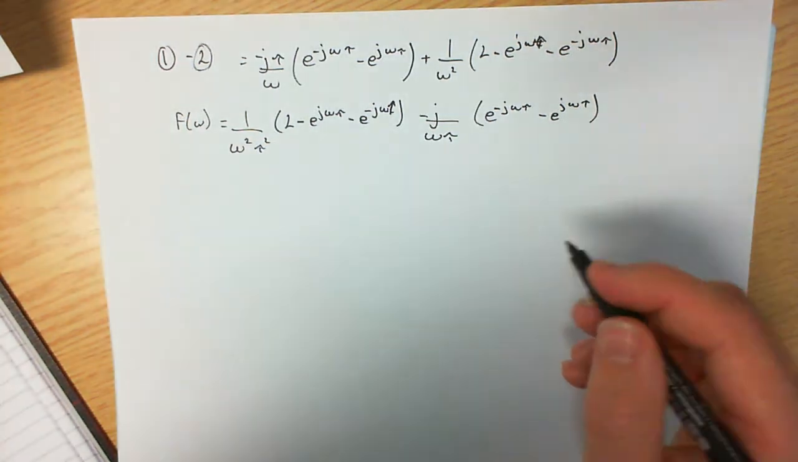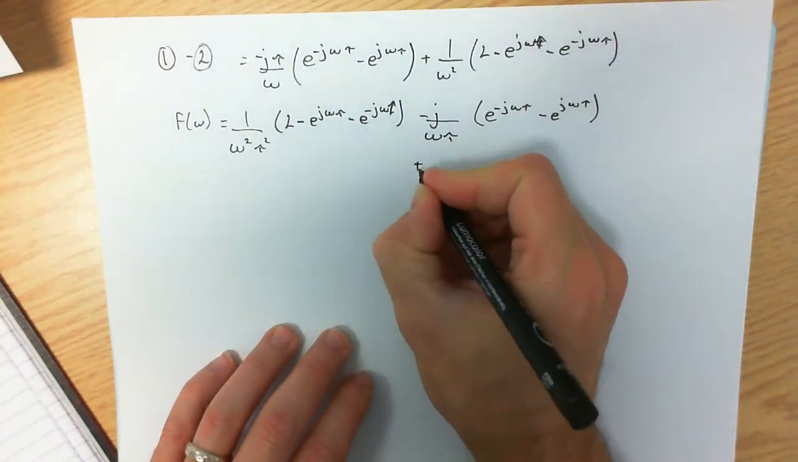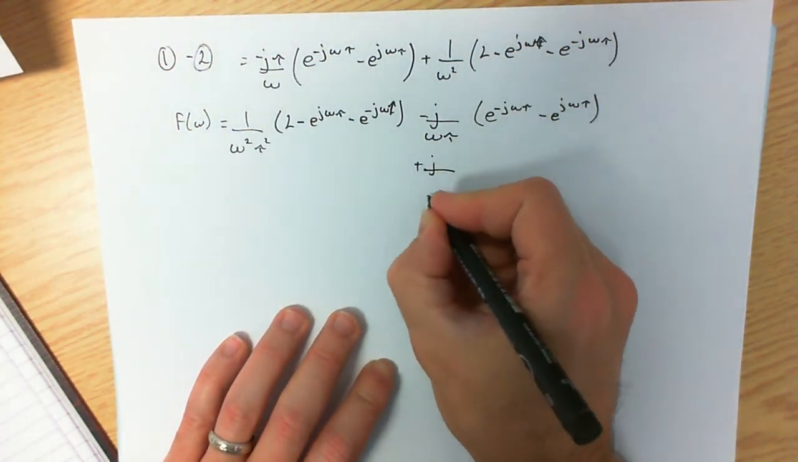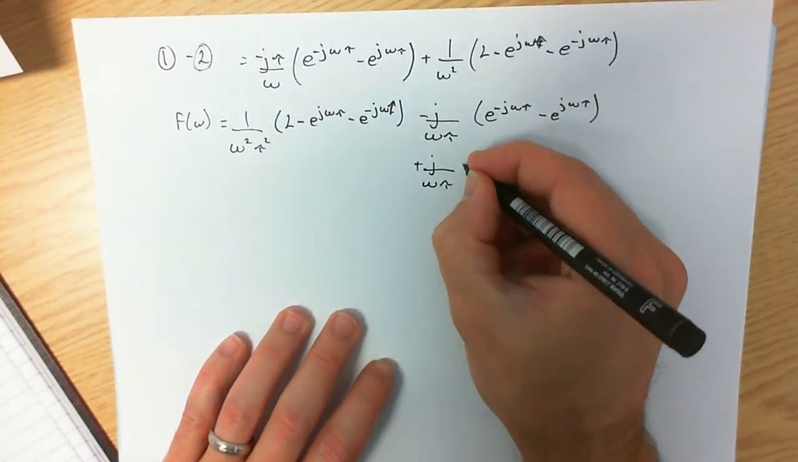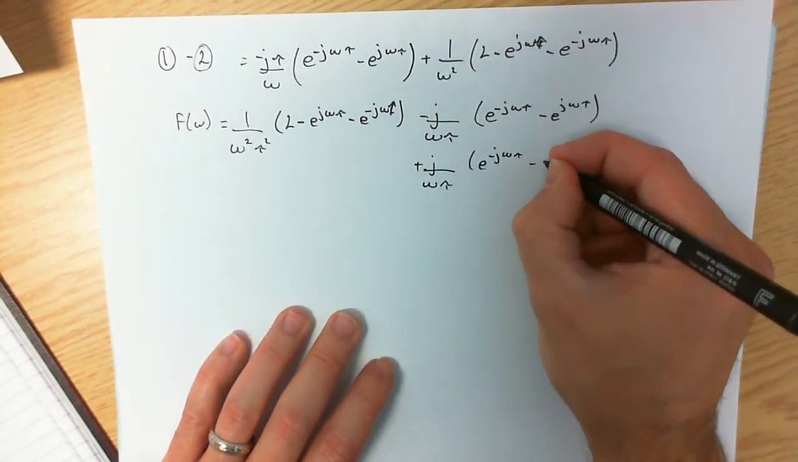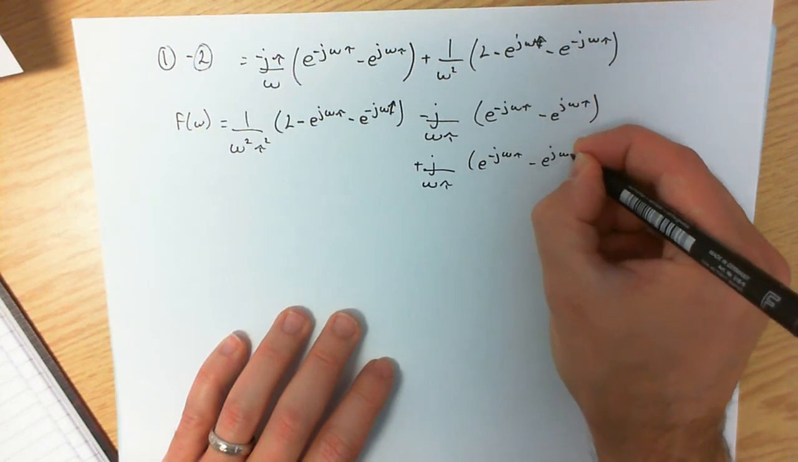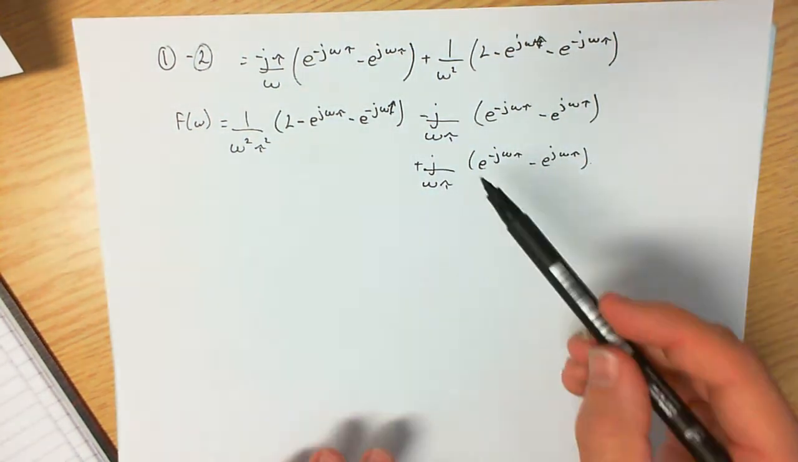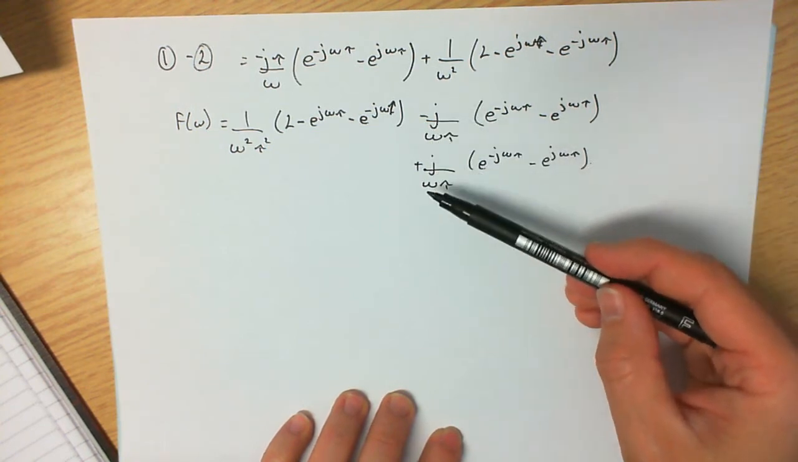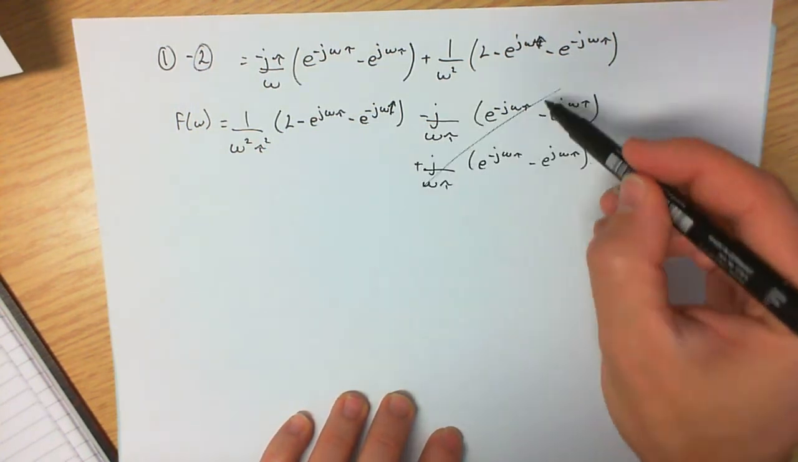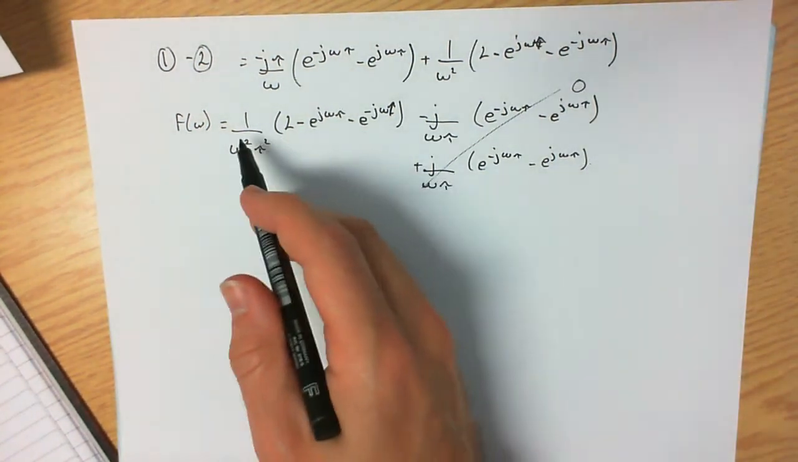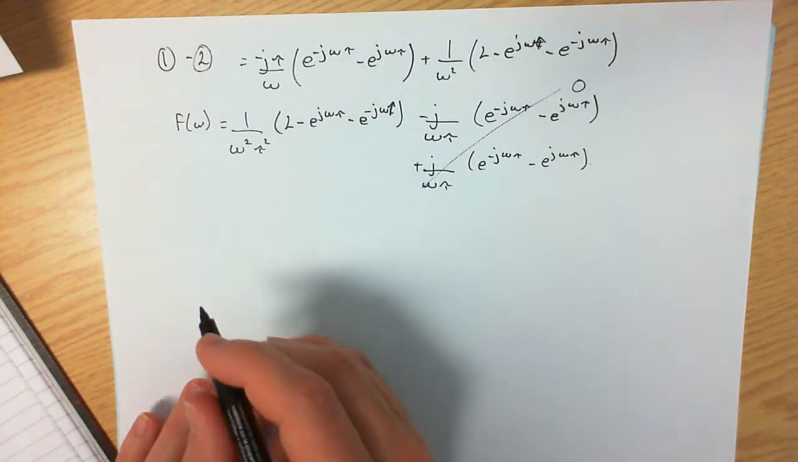And then if we add onto that integral 3, I'll write this down here for obvious reasons in a moment, we have j over omega tau e to the minus j omega tau minus e to the j omega tau. And of course the common terms here cancel each other out, so all of that goes to 0. So we're just left with this component here.